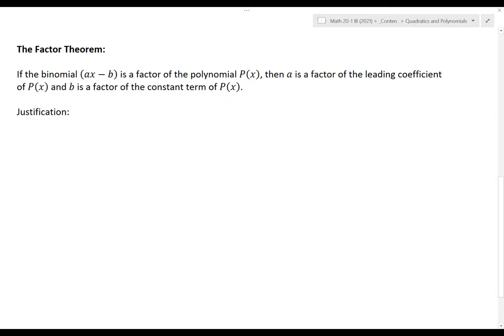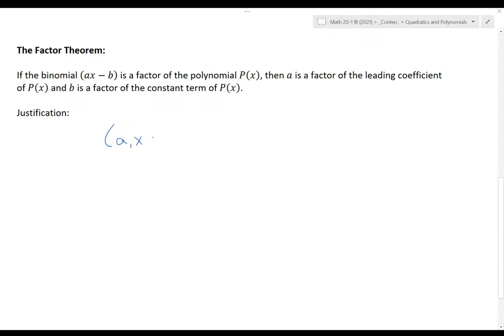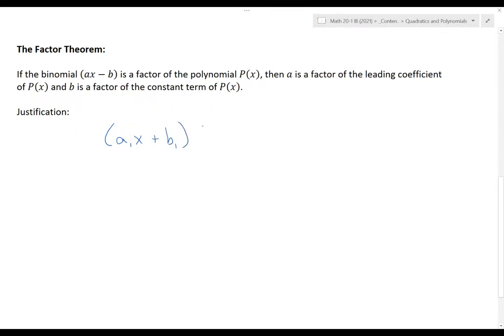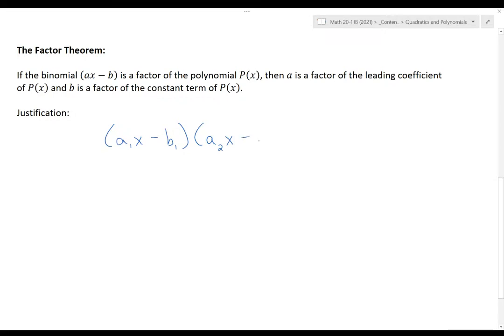I'm not going to do a formal proof for you, but we are going to look at a bit of a justification with a cubic as an example, and hopefully intuitively you can make the extension in your brain to other degrees. So let's say I have a cubic that is in factored form, and it has 3 linear factors in the form ax minus b. So I have a1x minus b1, a2x minus b2, and a3x minus b3.